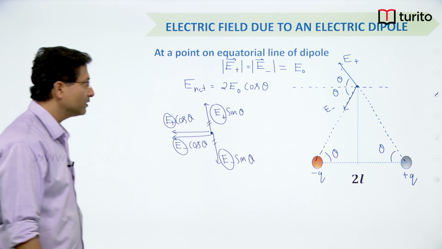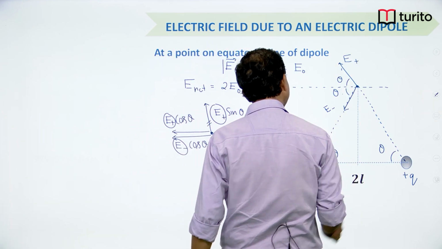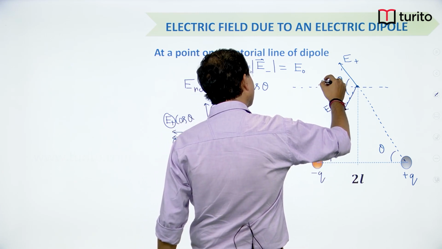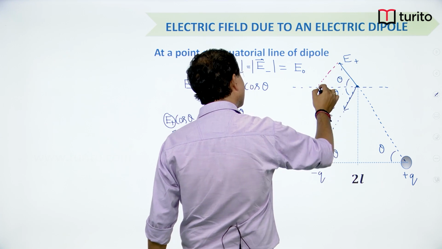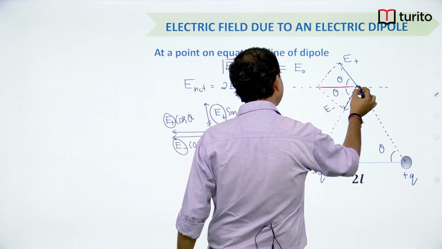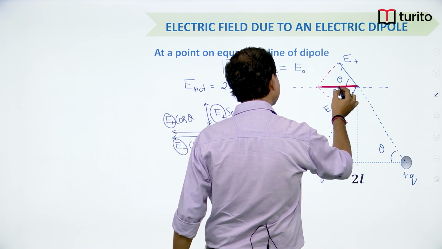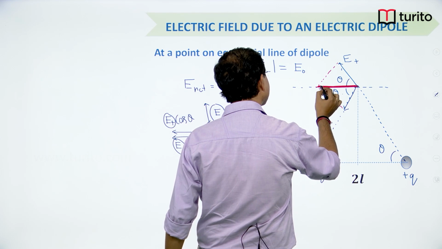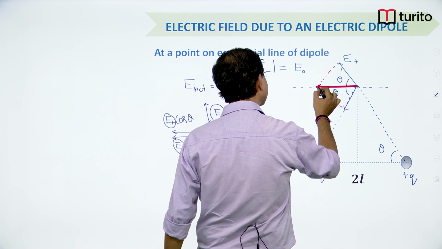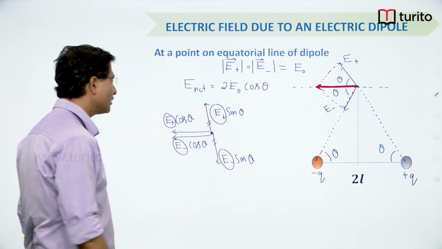So the resultant of these two, if I use the parallelogram, the resultant of these two is coming in this direction. That I am calling E net.